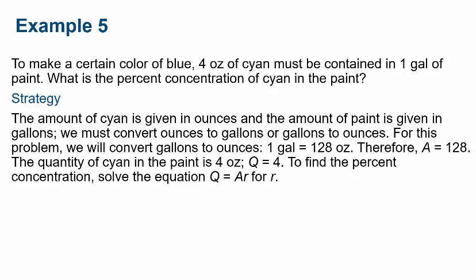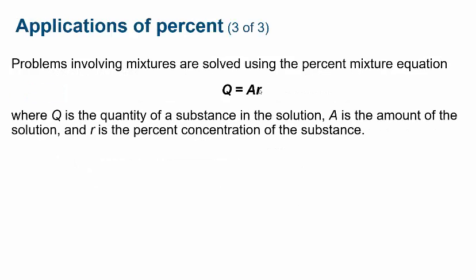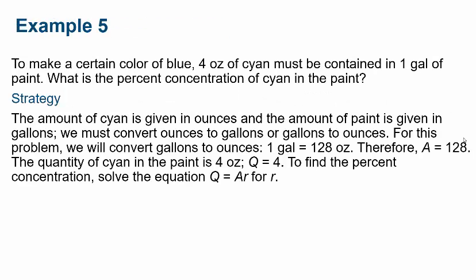combined with 1 gallon of paint. What is the percent concentration of cyan in the paint? So the amount of cyan is given in ounces, and the amount of paint is given in gallons. That's fine. We must convert ounces to gallons or gallons to ounces, it doesn't matter. For this problem, we'll convert gallons to ounces, so you can look up that 1 gallon is equal to 128 ounces. Therefore, my amount here, my A, amount of the solution, is 128.